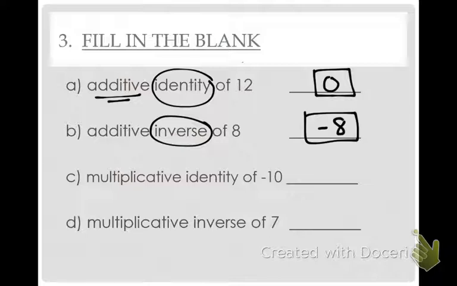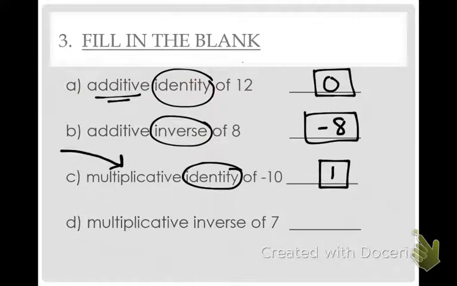Let's break down the next one. Multiplicative identity. What does identity mean? Itself. Who a number is. Who is this number? Negative 10, okay? So let's think about this. What can we multiply negative 10 by and still get itself? The number 1. The multiplicative identity for every single number will always be 1 because you can only multiply something by the number 1 and still get the same identity.